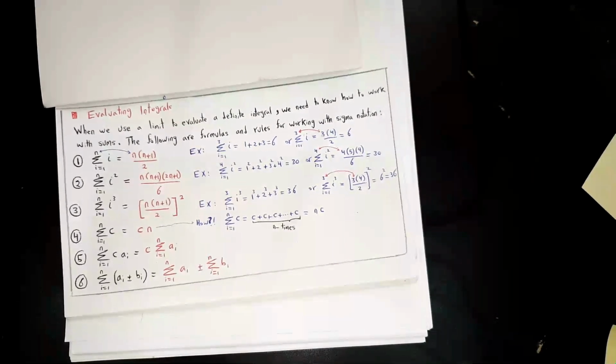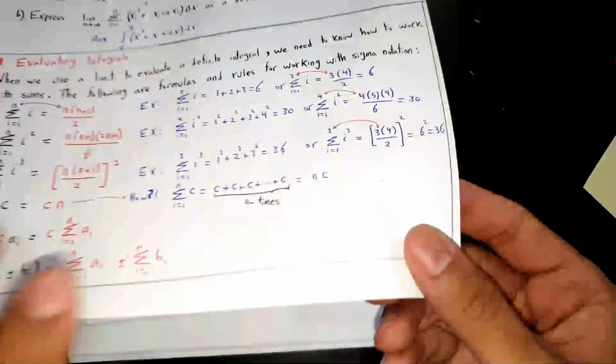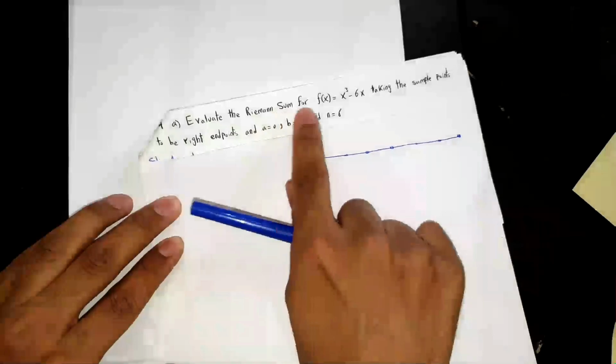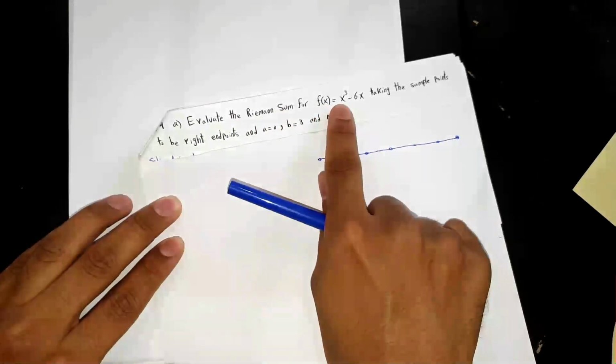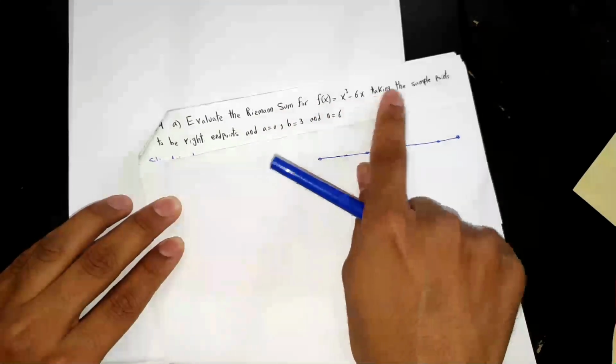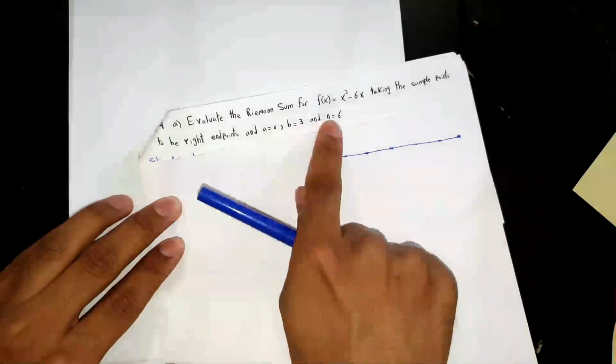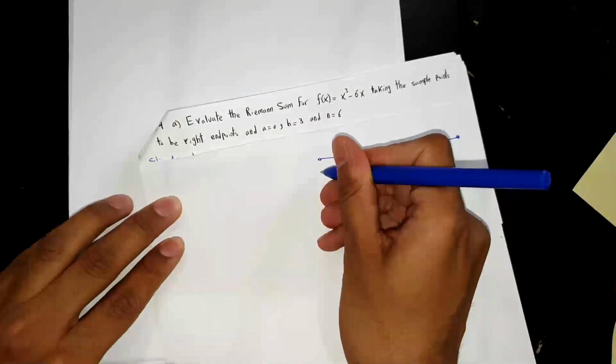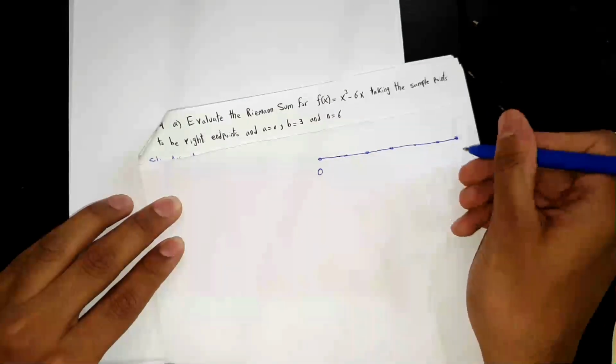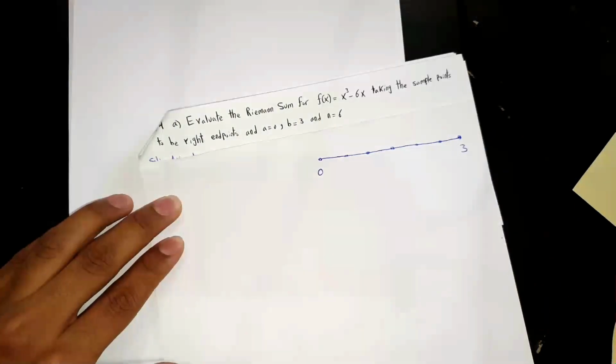But first, let us consider question number 4, part A. He said, evaluate the Riemann sum for f of x, which is equal to x cubed minus 6x, taking the sample points to be right endpoints and a equal to 0, b equal to 3, and n equal to 6. That means the interval is from 0 to 3 and use 6 rectangles.